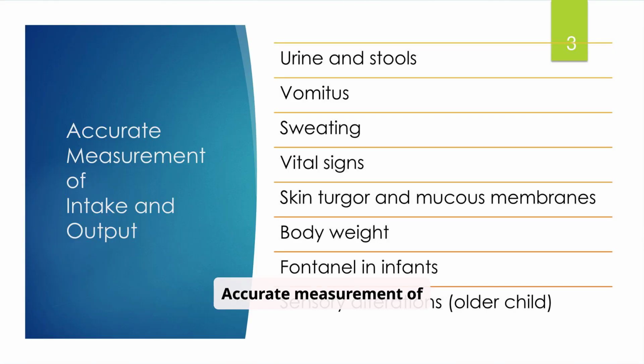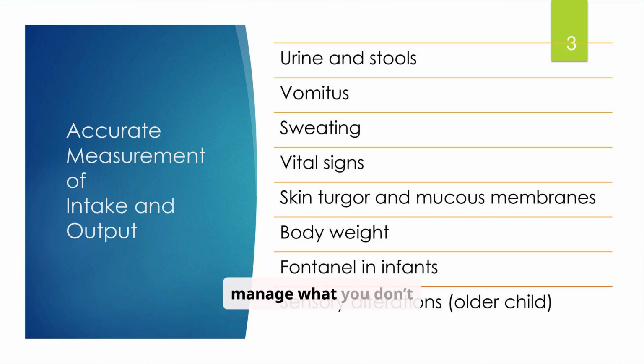Accurate measurement of intake and output is fundamental in assessing fluid balance. This includes quantifying urine and stool output, vomitus, and estimating fluid loss from sweating. Monitoring vital signs, skin turgor, mucous membranes, and body weight provides further clues. In infants, fontanelle assessment is key, while sensory alterations can indicate fluid imbalances in older children.